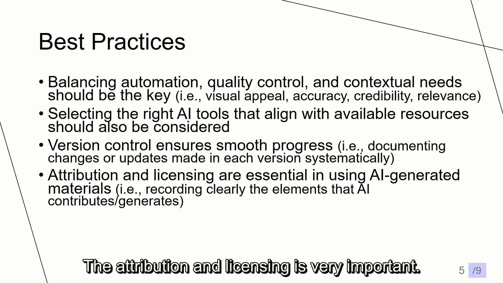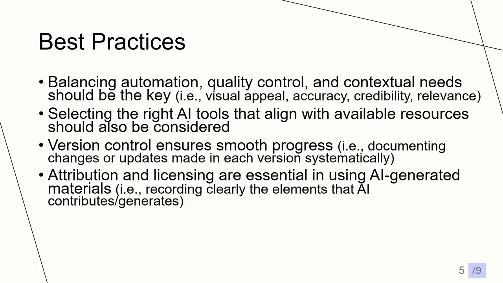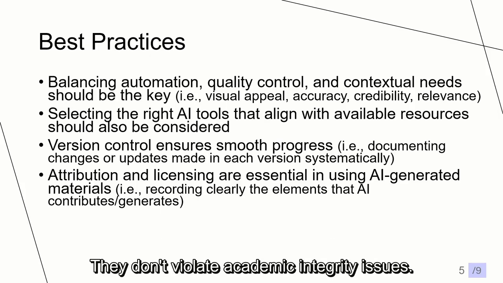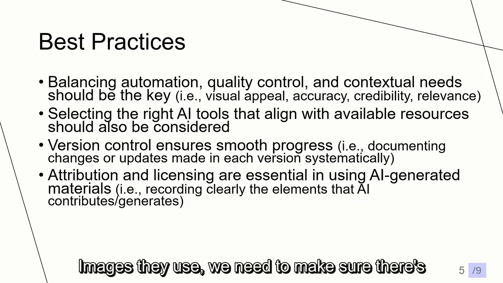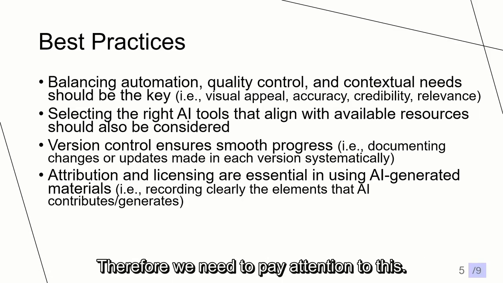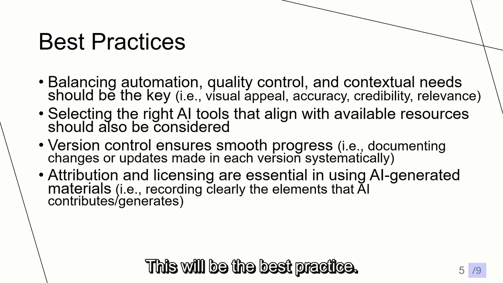The attribution and licensing is very important. The materials, we need to make sure they are from reliable sources, a credible source. They don't violate academic integrity issues. For images they use, we need to make sure there's authority, permission to use the things that they generate for us. Therefore, we need to pay attention to this. This will be the best practice.